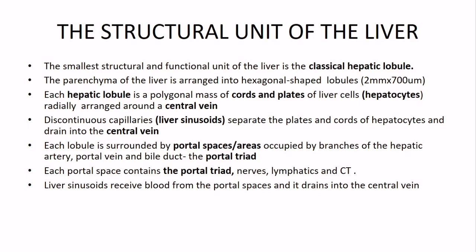And then within this portal area we find the portal triad, we find nerves, we find lymphatics, and we find fibrous connective tissue. Recall that the portal triad is comprised of the hepatic artery, the portal vein, and the bile duct too. All right, so this is the general structure of the structural unit of the liver, which we term the classic hepatic lobule.